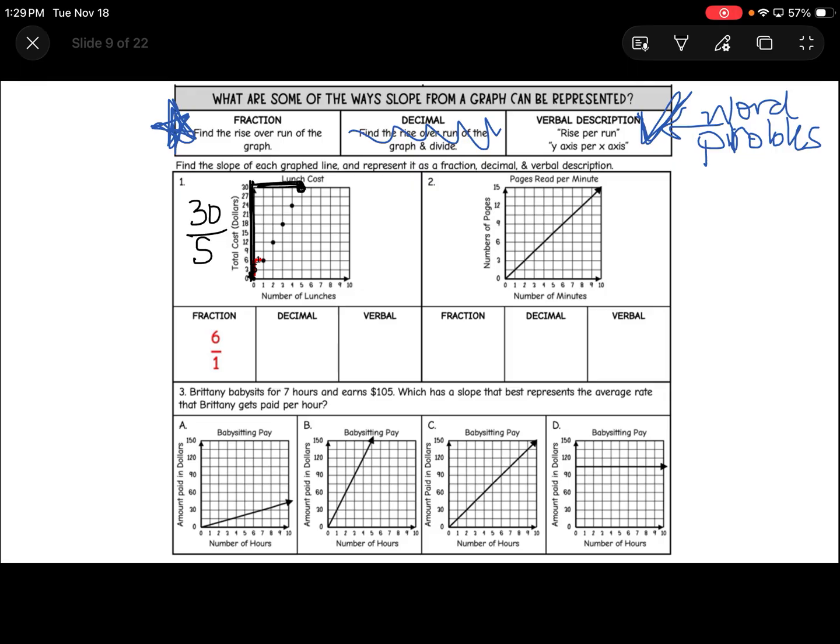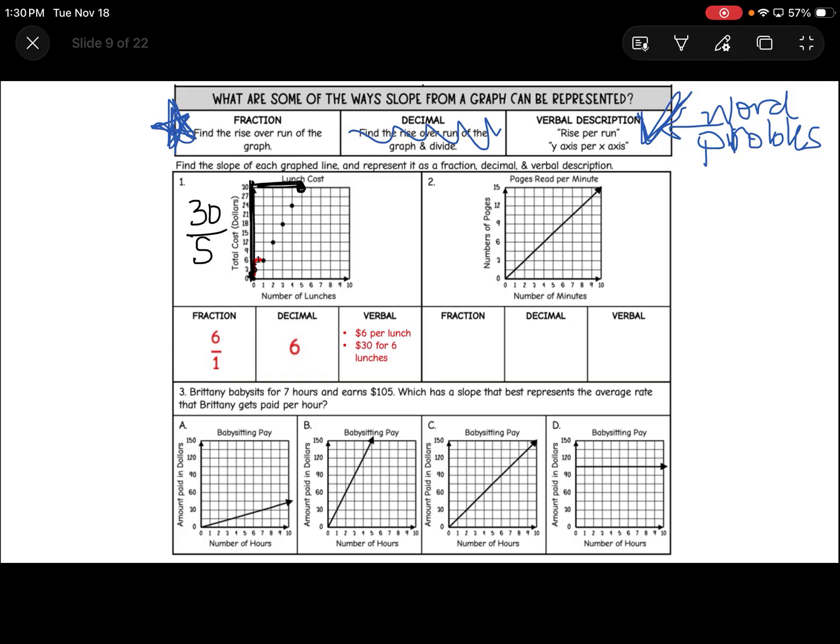What would the decimal be of 6? It would just be 6. And the verbal, this is where you have to use the labels. What does that slope 6 mean? It means 6 lunches, x. No, that's not true. I said that wrong. It means $6, the Y label, over one lunch.